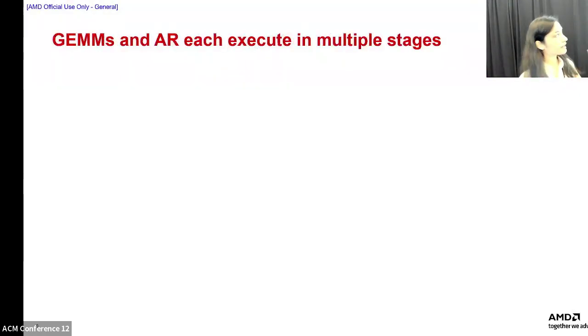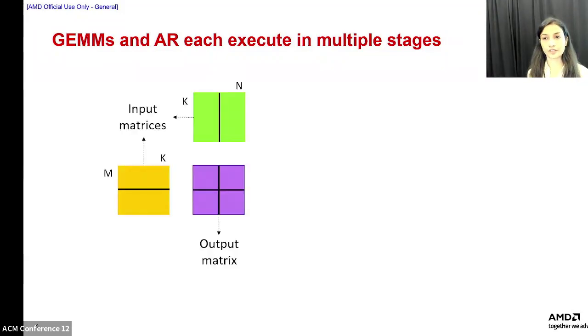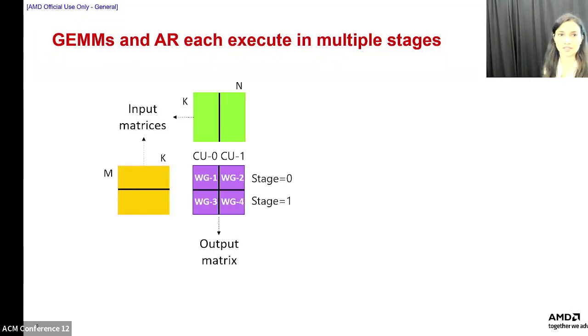This overhead, however, can be addressed by taking advantage of the fact that both these compute and communication kernels actually execute in stages. For example, a GPU GEMM implementation usually tiles the output matrix and has work groups responsible for generating tiles. However, with large matrices, as well as limited compute units in GPUs, this execution happens in stages, and therefore the data generation also happens in multiple stages.